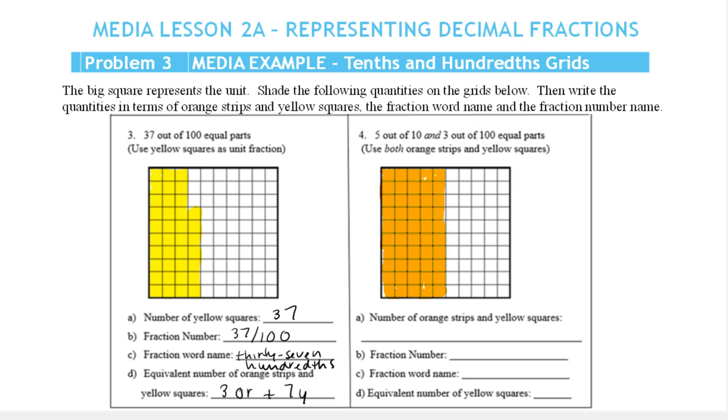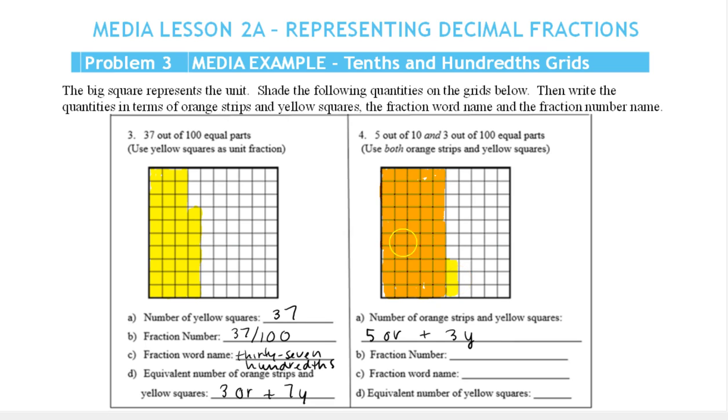And then we want 3 out of 100. For this, we'd have to use yellow squares because these are 100ths. And there are our 3. So now we're asked the number of orange strips and yellow squares. So we had 5 orange plus 3 yellow to make 5 out of 10 and 3 out of 100. Now what's the fraction number? So for the orange strips we wrote 5 tenths and 3 hundredths, but we want to write a single number.